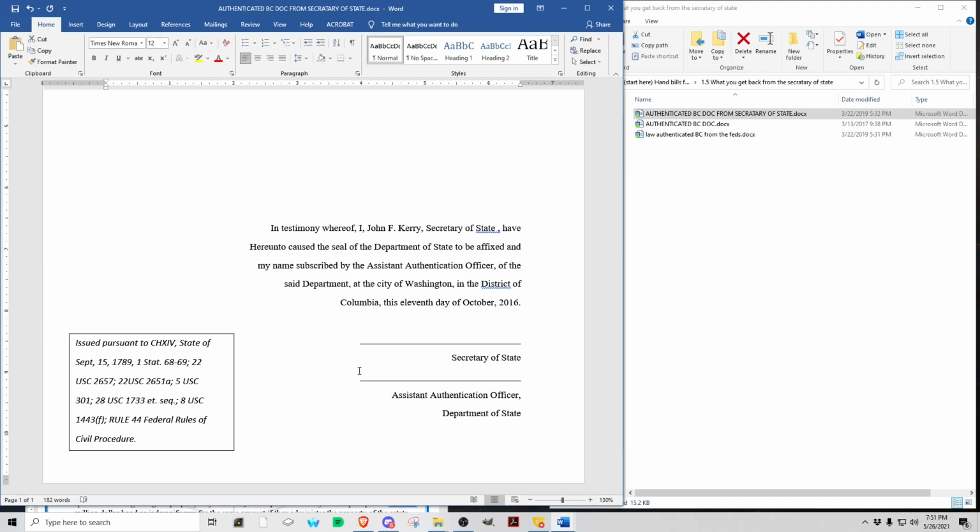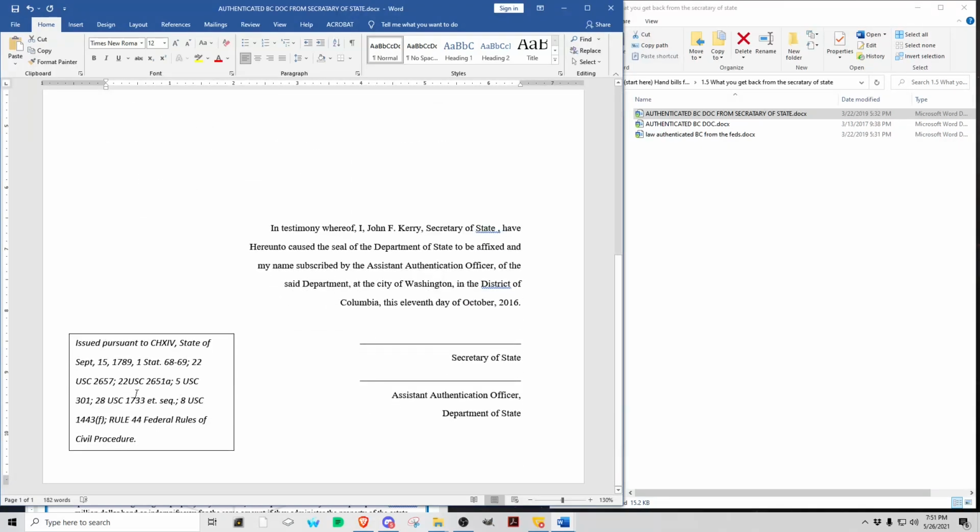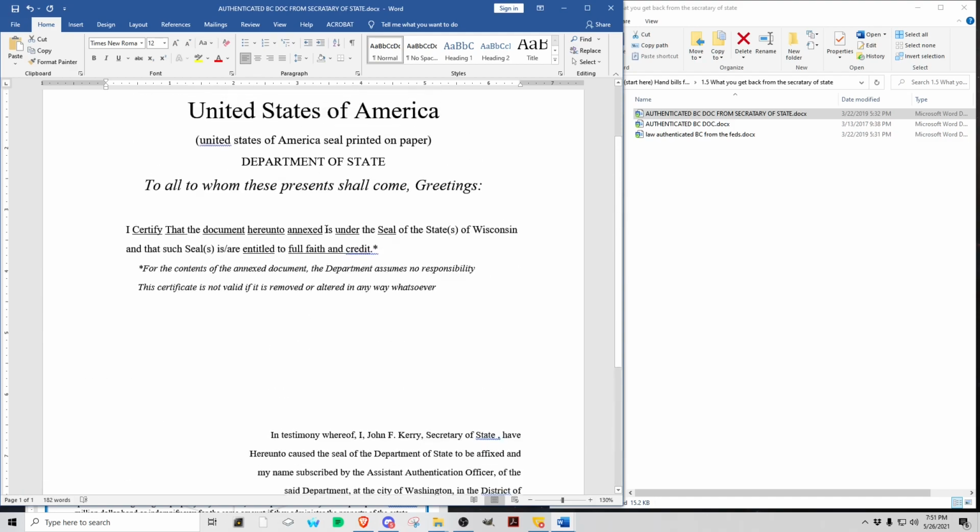I get it. However, even if they put this in a box and are saying it's not really dealing with this actual document, the fact that they gave me the law is all I needed. Because what it says in the document is, I certify that the documents hereunto annexed is under the seal of the state of Wisconsin, and that such seals are entitled to full faith and credit.